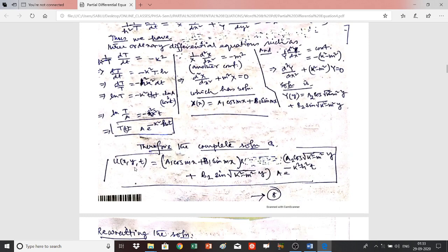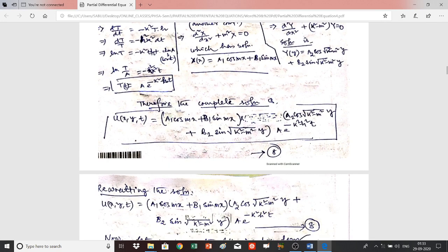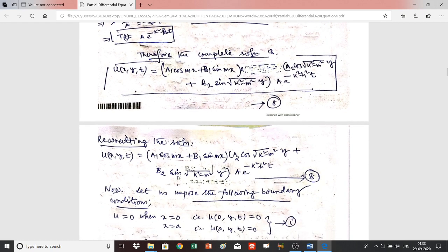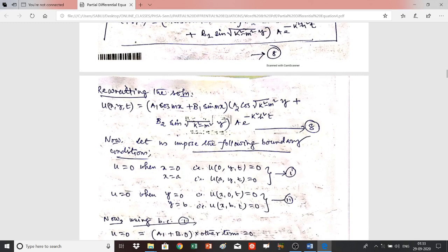u of x, y, t is equal to a1 cos mx plus b1 sin mx, then a2 cos root over k square minus m square y plus b2 sin root over k square minus m square y, and into a e to the minus k square h square t. This is equation number 8, and this is the complete solution. Now this relation is rewritten here once again. That is nothing different from this. This is equation number 8.